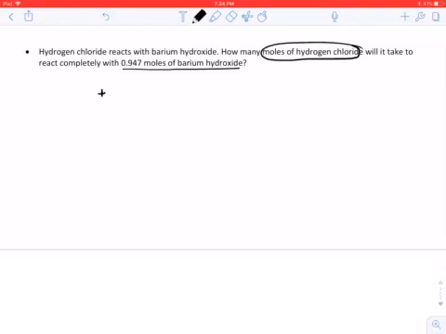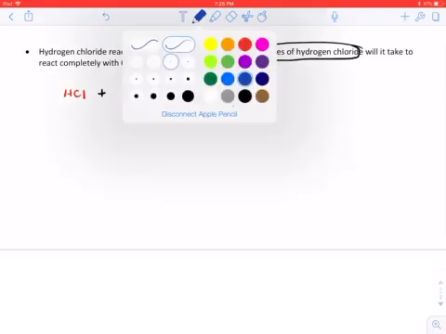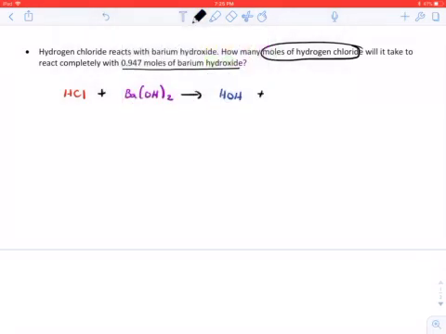We still have to write our balanced chemical equation. I'm going to put a plus there, an arrow there. We have hydrogen chloride, which is HCl, reacting with barium hydroxide, Ba(OH)2. One of our products is going to be HOH. It's a double displacement reaction. Forgot to put my plus sign in. And our other product is going to be BaCl2. So now we have to go back and balance.